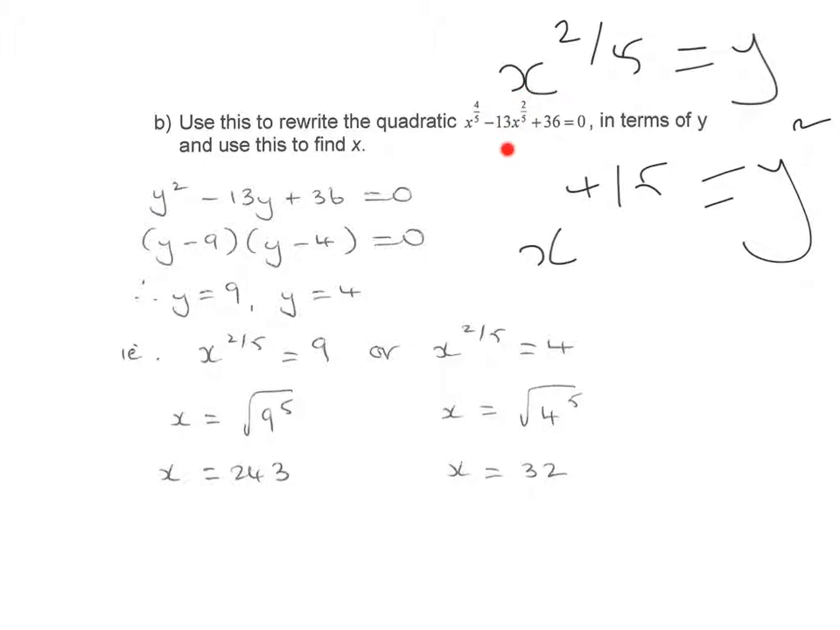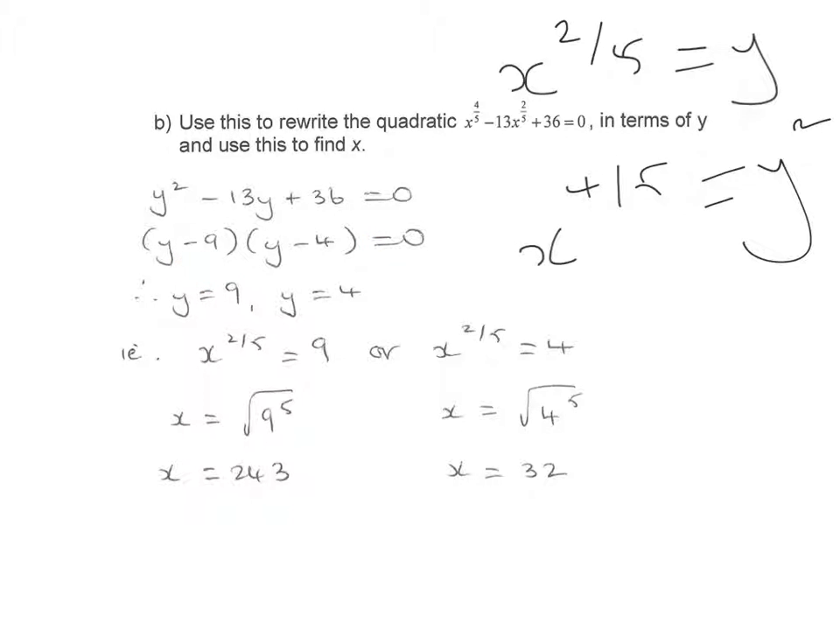Minus 13x to the power of 2/5, well, if x to the 2/5 was equal to y, minus 13x to the power of 2/5 we can write as minus 13y. Plus the 36 equals 0, giving us a quadratic equation in terms of y that we can solve. So we're going to factorise it. I have a product of 36. I have a sum of minus 13, giving us y minus 9, y minus 4 equals 0. If that's the way you solve your quadratic equations, you may also just have done it by inspection.